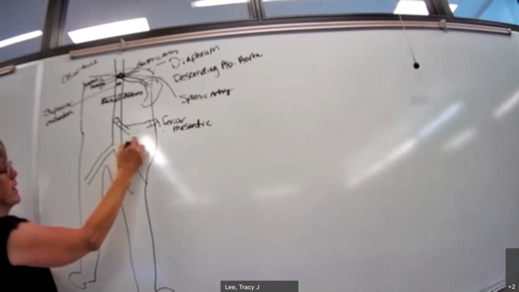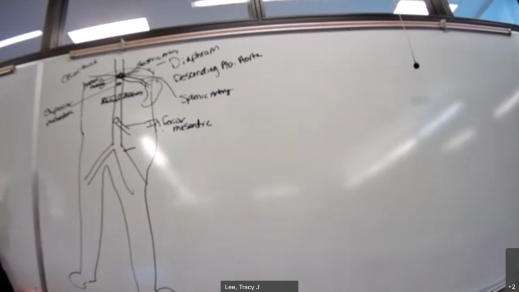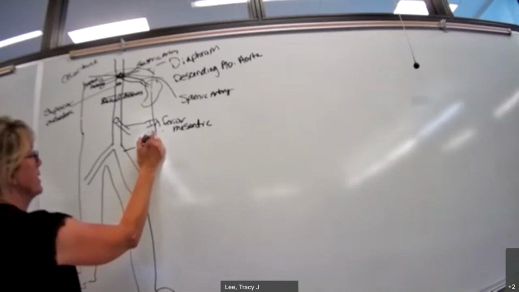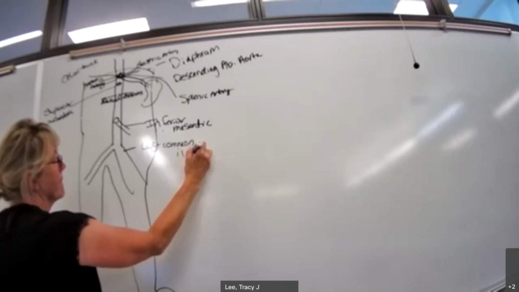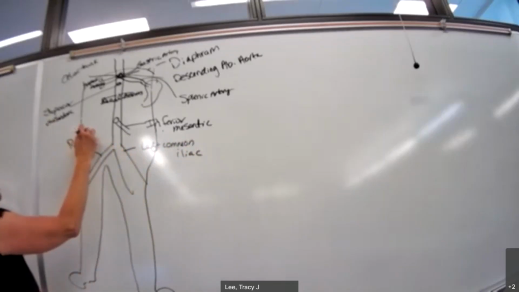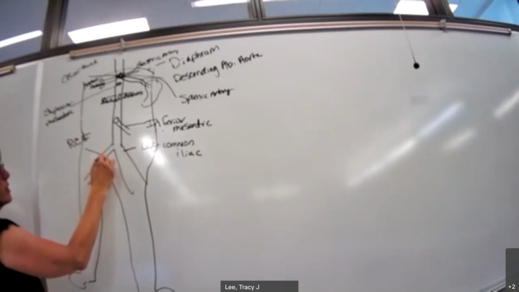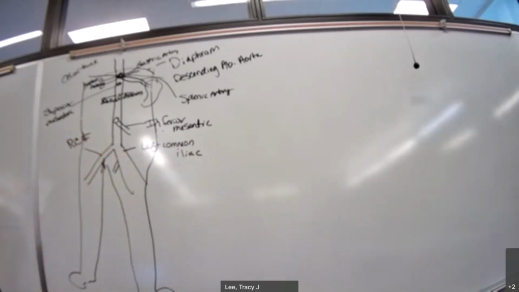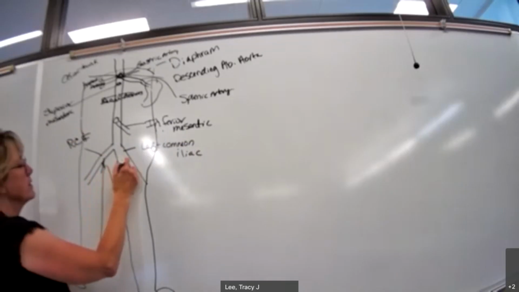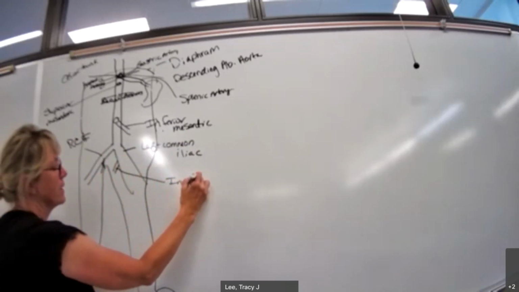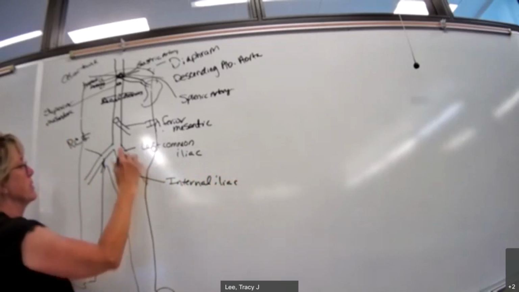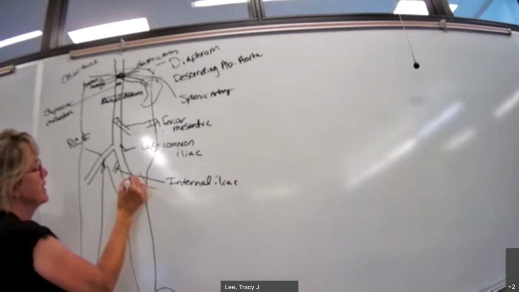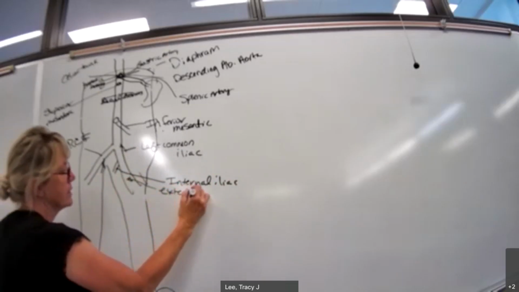Down here where it branches, right here, these are the common iliacs. What region of the body is this? Iliac, right? Because this is where my ileum is. So this would be the left common iliac. And this is going to be the right common iliac. There's a branch then right here that goes inside. At this point, this becomes the internal iliac. And this becomes, oh, I made this one really fat. This one becomes the external iliac.